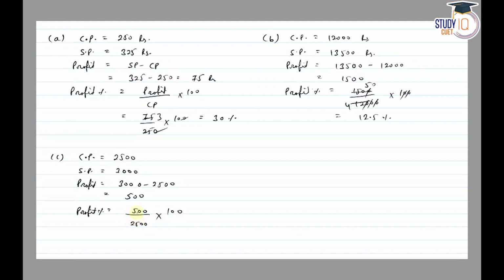So 500 upon 2,500, 5 times, and 5 into 100 is 20 times, so we get 20%.